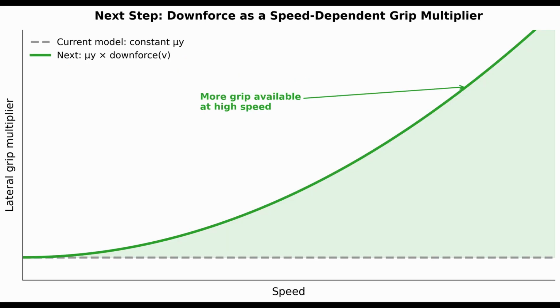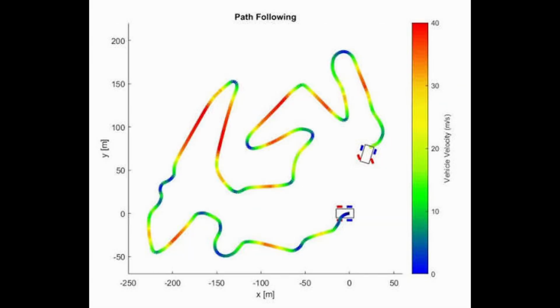can't reason about. Next, I want to add aerodynamic downforce as a speed-dependent grip multiplier, and eventually pull real data from track geometry, as well as GPS data instead of hand-defining segments.